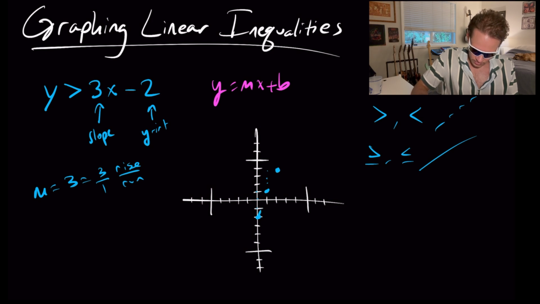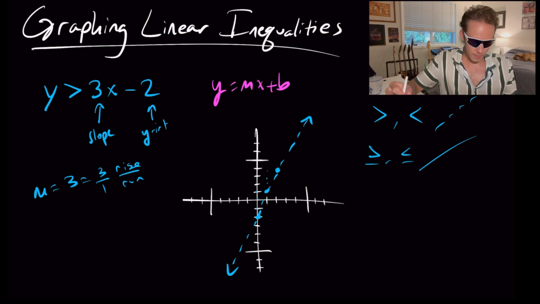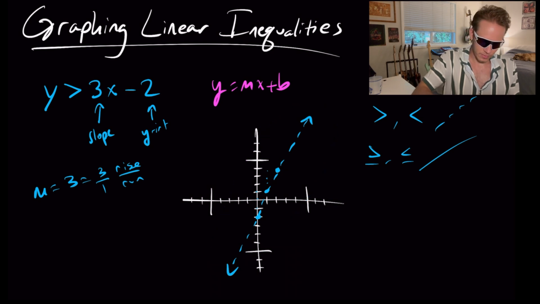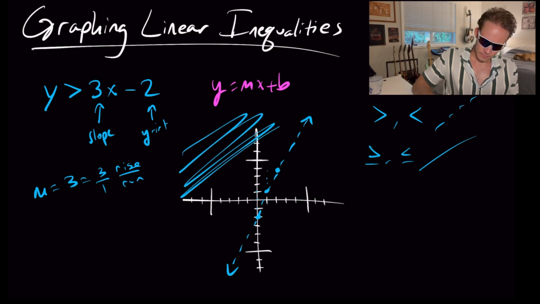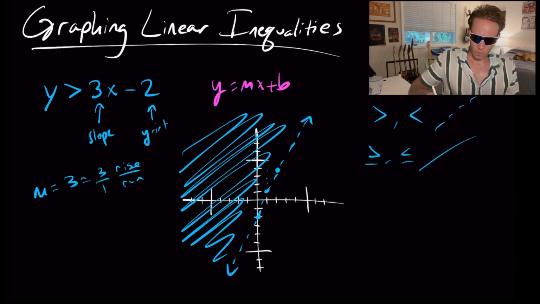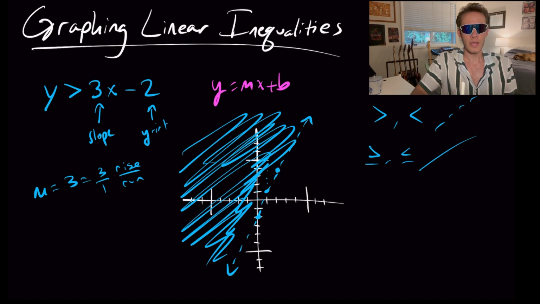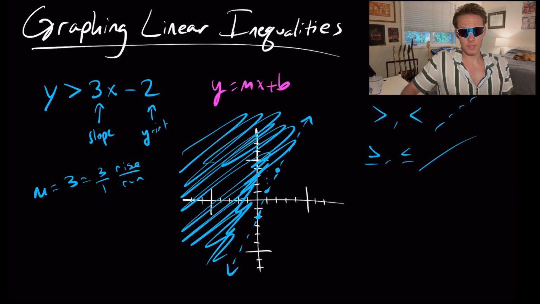So it'll look something like that. Okay, so that's the difference between the dotted and solid line. And then we choose a side of this line to shade. So since it's greater than, we're going to shade above the line. What we're saying is any point in this shaded area, if we plug those points into this inequality, it will give us a true statement.